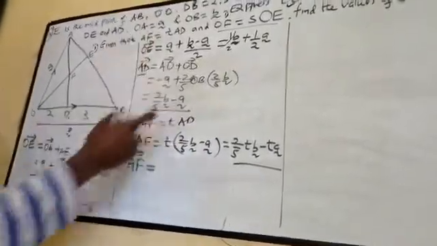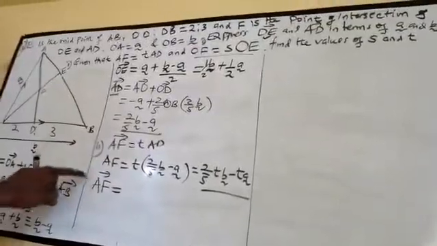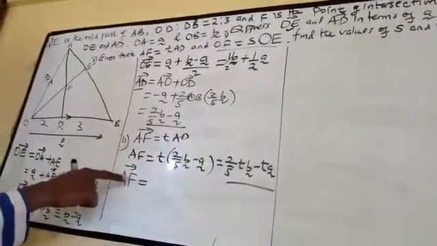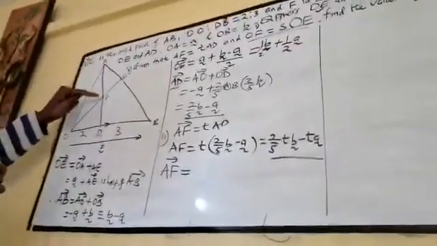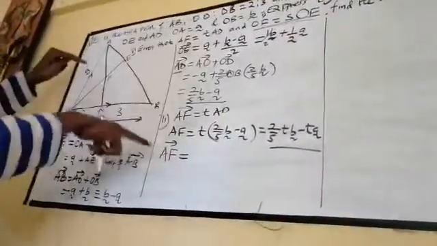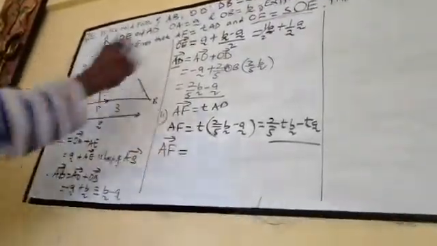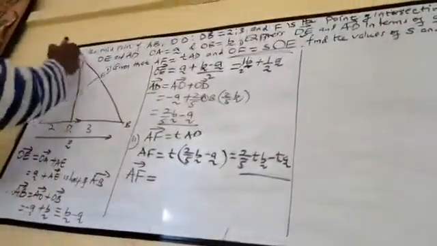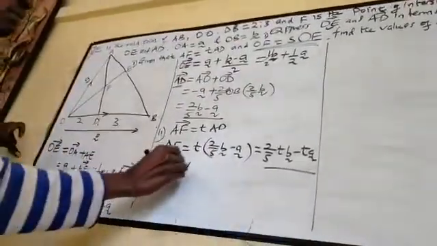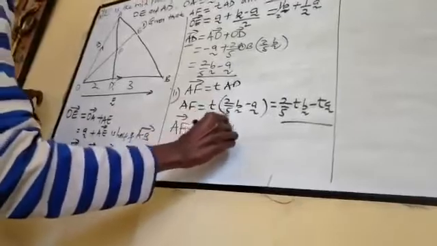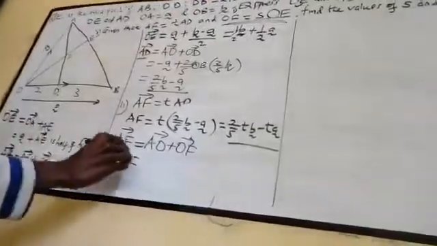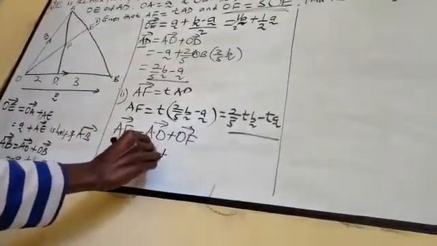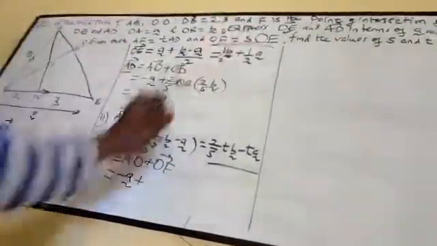The first AF is T AD. You must have another route that goes from A to F, but it must contain the other expression provided, which is OF. It can as well be AO plus OF. That is now going to accommodate this one. So therefore, our AO is negative A plus OF, which is S OE.